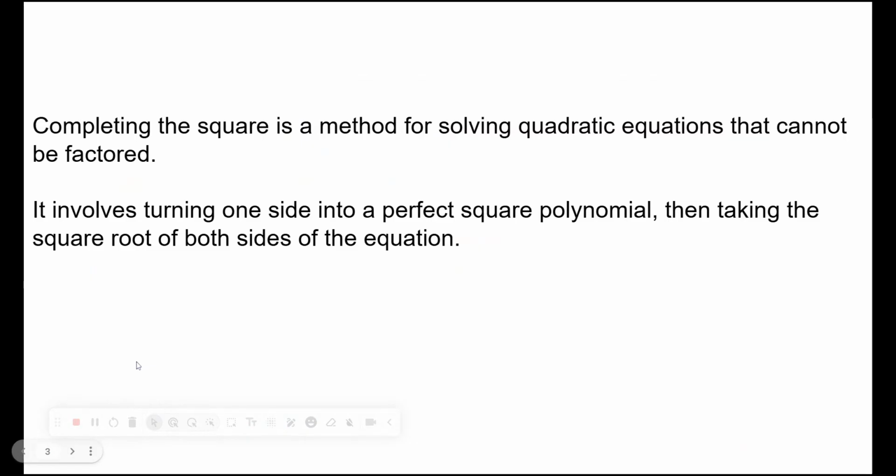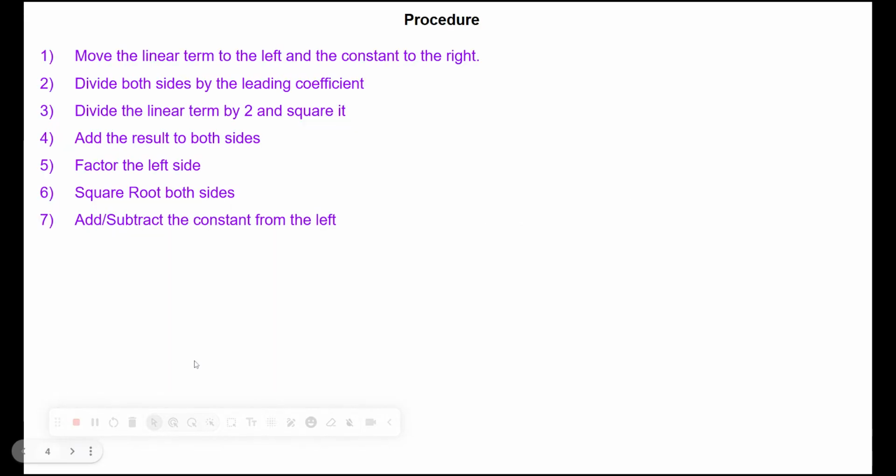Completing the square is a method for solving quadratic equations that cannot be factored. We can use it when it can be factored too. That's usually what we use it for, but it can be used at other times as well. It involves turning one side into a perfect square polynomial and then taking the square root of both sides of the equation. The procedure is quite long, so you're going to want to make sure you have this in your notes.